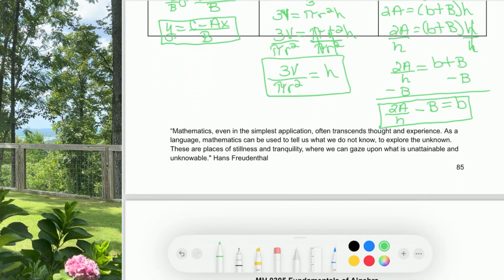All right, let's look at our quote. Mathematics, even in the simplest application, often transcends thought and experience. As a language, mathematics can be used to tell us what we do not know, to explore the unknown. These are places of stillness and tranquility, where we can gaze upon what is unattainable and unknowable. Hans Freudenthal.